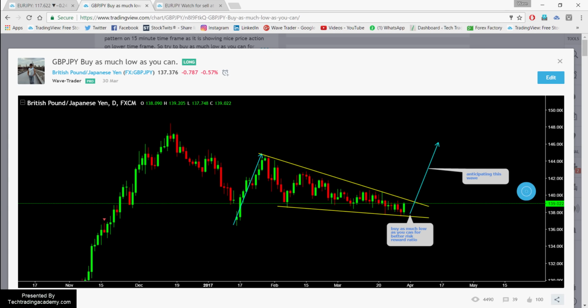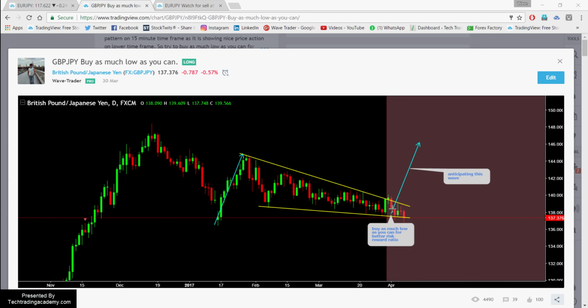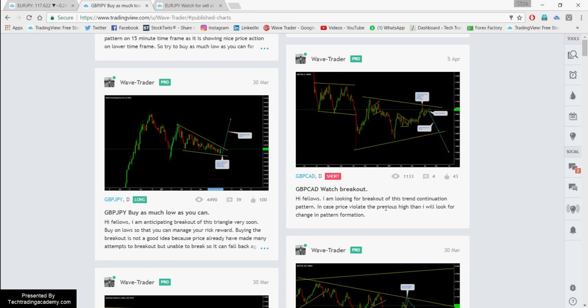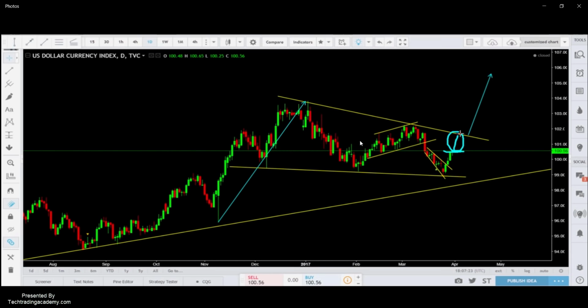Okay. So we were anticipating that price is going to break out, so we will look for a buy here at that place. Okay. So I'll explain this pair later on. Let me show you the previous week, what trade setup we were looking at in the previous week, so that you can understand, guys.